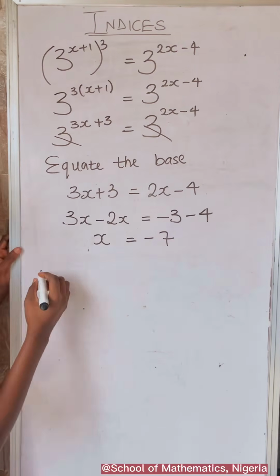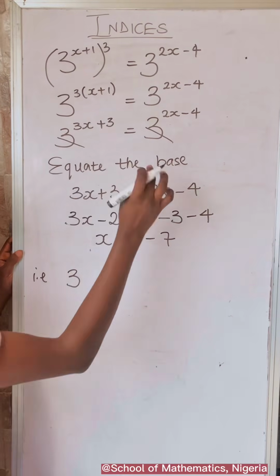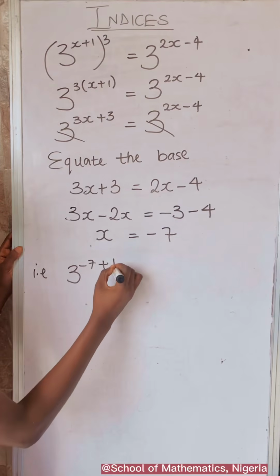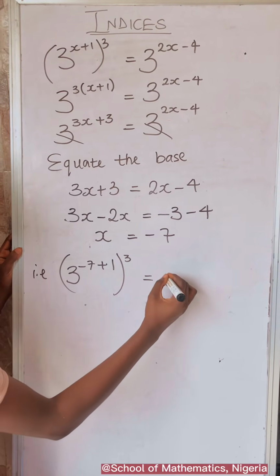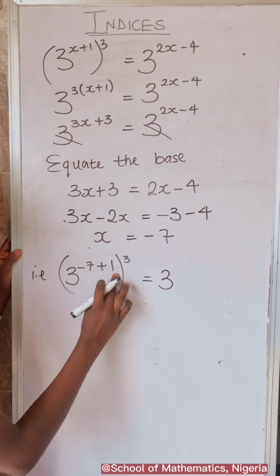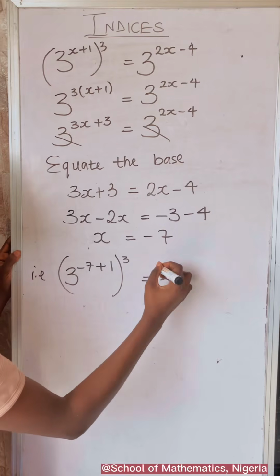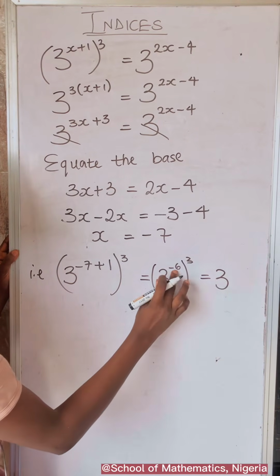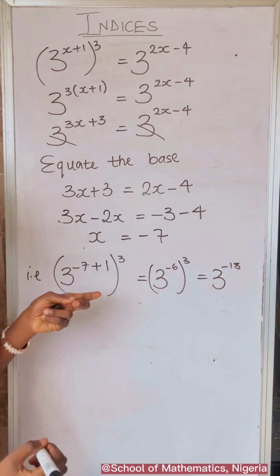Let's do it. We have this 3, x is minus 7 plus 1, all raised to the power of 3, right? So we have 3 times minus 7 plus 1 is minus 6, all raised to the power of 3. So we have 3 times minus 6 is minus 18. That's for the left hand side.